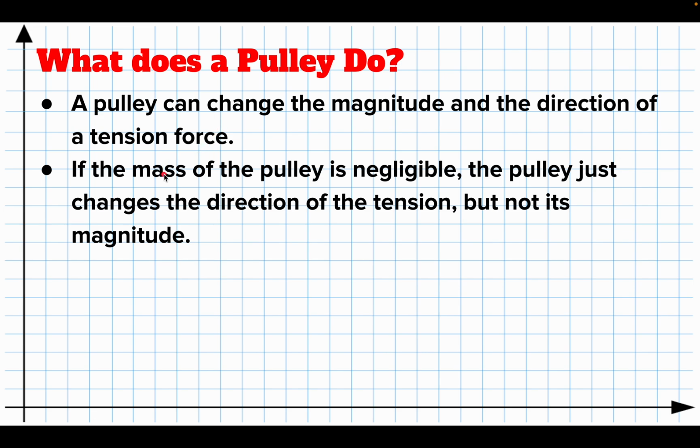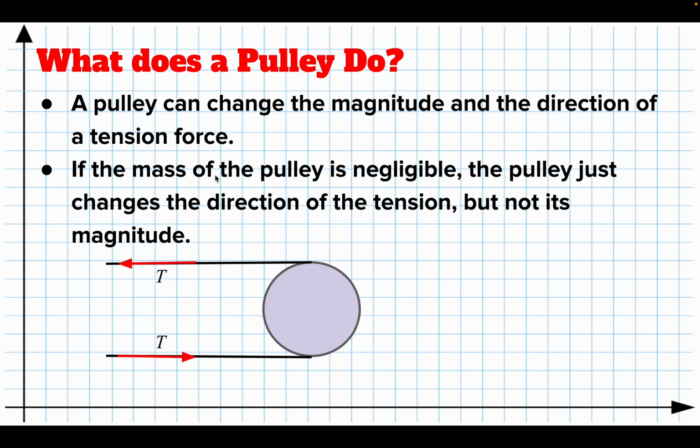A pulley can function to change the magnitude and the direction of a tension force. But if we have a pulley that has a negligible mass, that means the inertia of the pulley is negligible. You can ignore it. And in that case, what a pulley does is it changes the direction of the tension, but not its magnitude.